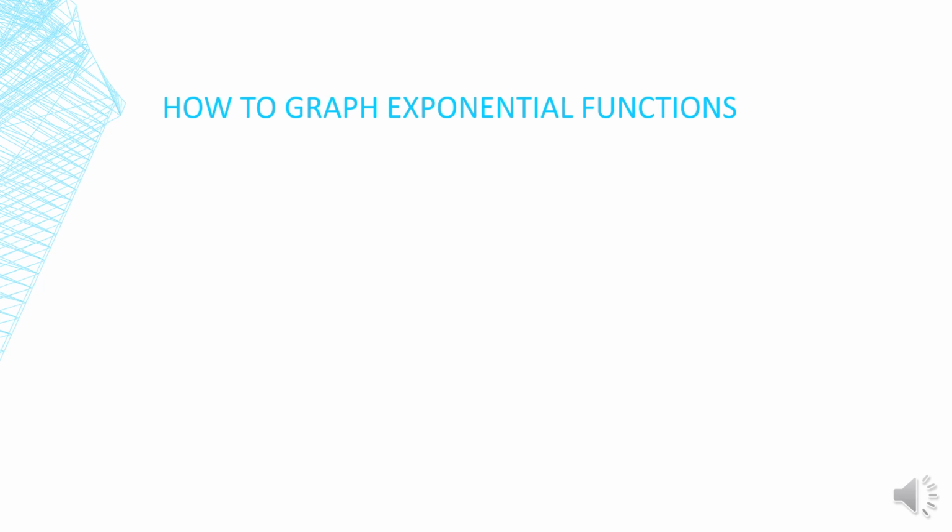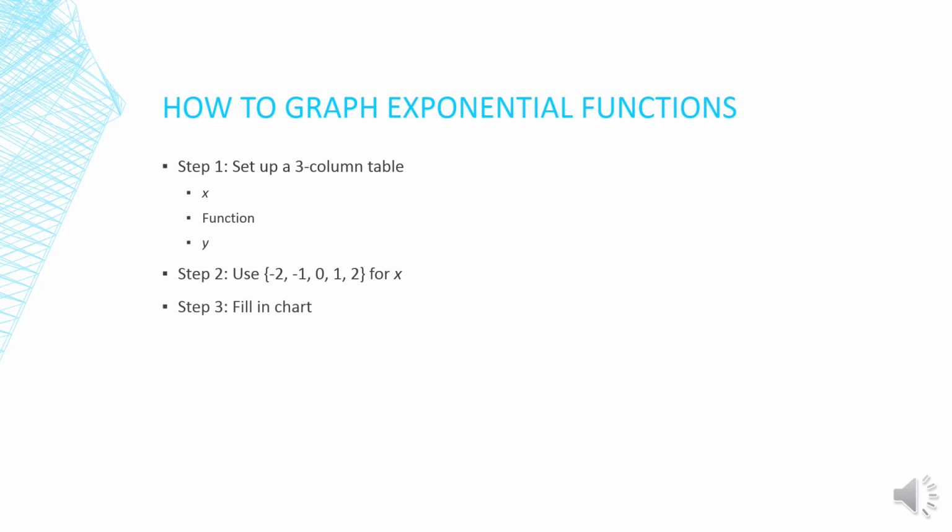Graphing exponential functions is very similar to graphing absolute value functions. The first step is you want to set up a 3-column table: x, the function, and y. Next, use -2, -1, 0, 1, and 2 as your domain, or x values. Third, fill in your chart. Fourth, plot the points on a set of axes. And lastly, draw a curved graph.